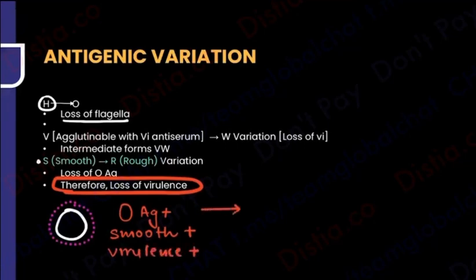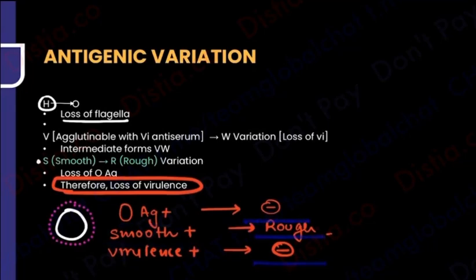But when that O antigen goes away, the virulence will go away. Then the bacteria will get to know that it has no value. Then life is going to become rough for this bacteria. So remember, smooth is when the O antigen and virulence are there. Rough is when the O antigen and virulence are not there. Coming to the last one, the VI antigen, the vaccine one, if that is lost, it changes into the W strain.